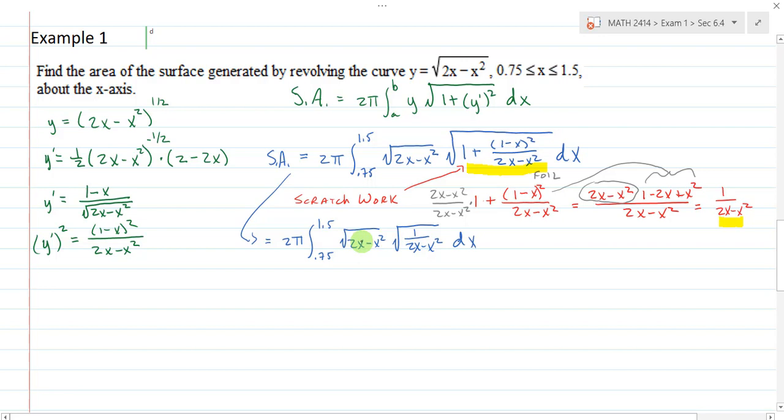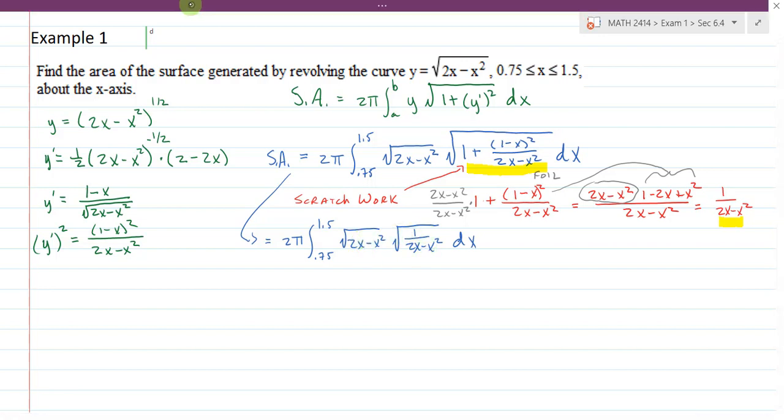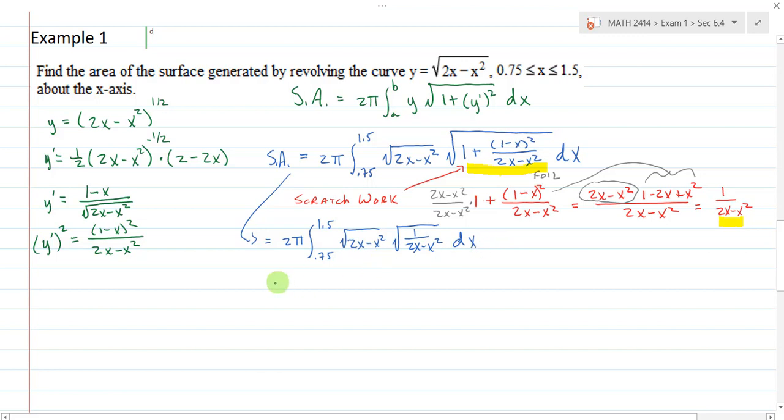So now I have this expression on top, same expression on bottom. They're going to cancel out, and that's going to leave us with 2 pi times the integral from 0.75 to 1.5 of 1 dx. And what do you get when you integrate 1 with respect to x? X, from 0.75 to 1.5.